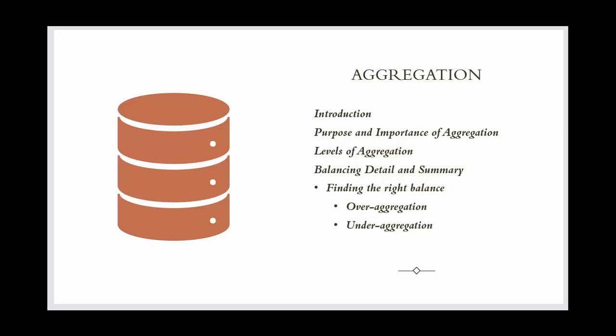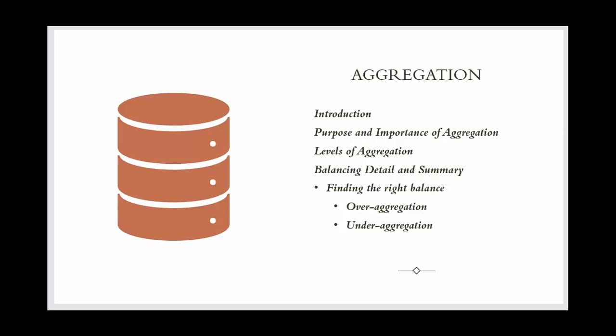Practical example. A manufacturing company's balance sheet might show property, plant, and equipment as a single line item, aggregating all its physical assets. In the notes, it provides a detailed breakdown of this figure into land, buildings, machinery, and equipment. Balancing detail and summary.